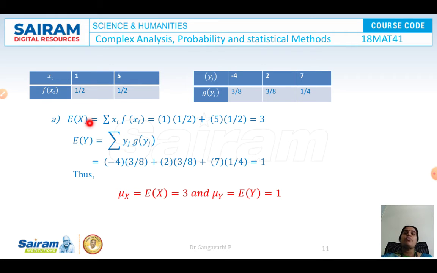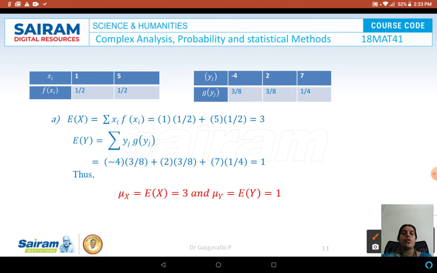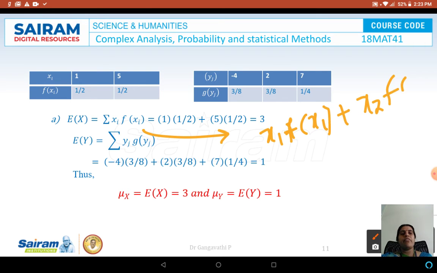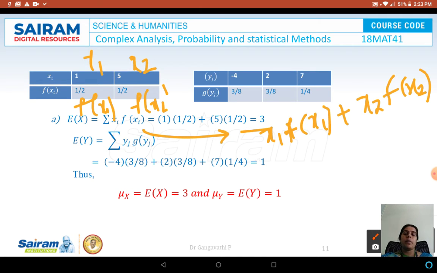Expectation of x. By the formula we know E of x is summation over i of xi into f of xi. There are 2 values of i, so i is equal to 1 and i is equal to 2. From this formula, when i is equal to 1, I get x1 into f of x1, and when i is equal to 2, we get x2 into f of x2. So what is our x1 and x2? This is our x1, this is our x2, and this is our f of x1 and f of x2. So we have all the values. When we substitute and simplify, we get expectation of x to be 3.